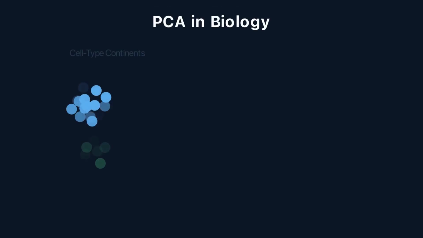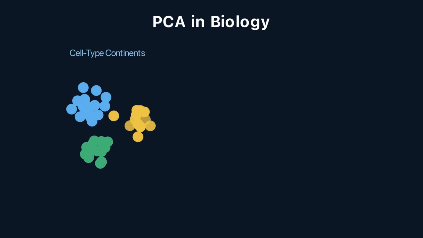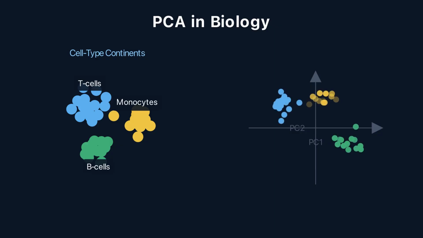In single-cell biology, PCA is the first step. 20,000 genes measured in 50,000 cells. PCA reduces this to 50 principal components. On the PC versus PC scatter plot, major cell types separate. T cells on the left, B cells in the middle, monocytes on the right. These are the continent's large-scale separations that PCA captures perfectly.